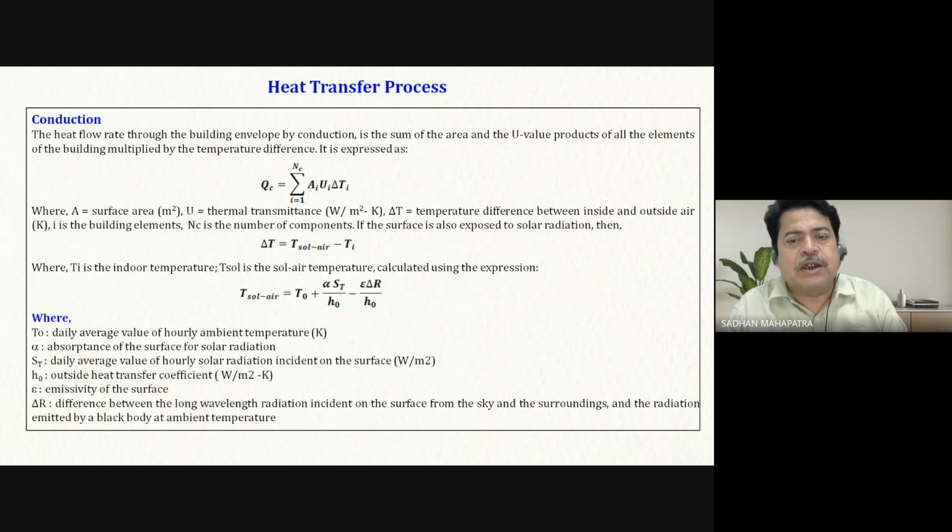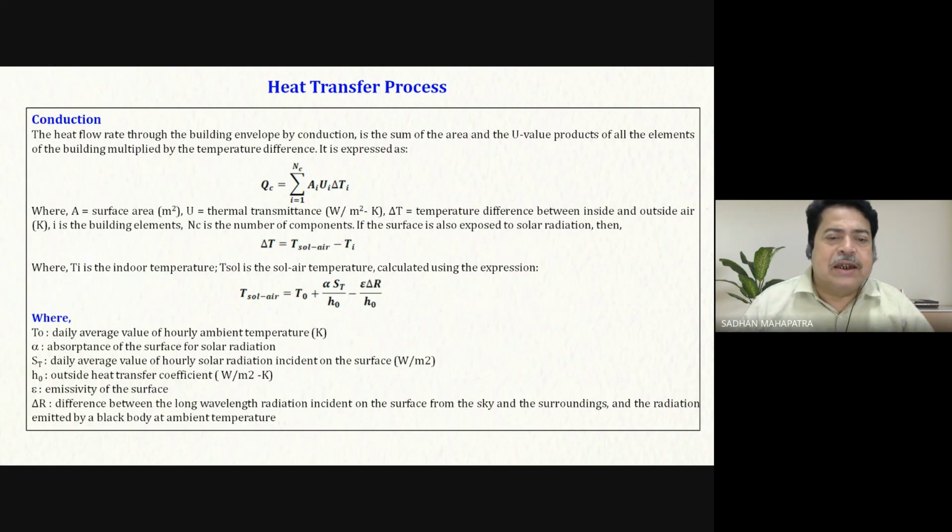Now, if the surface is also exposed to solar radiation, delta T is actually T sol-air minus T indoor. And already we know that T sol-air is T naught plus alpha It by h naught minus epsilon delta R by h naught.